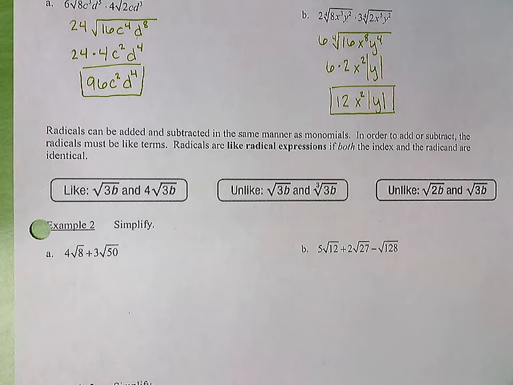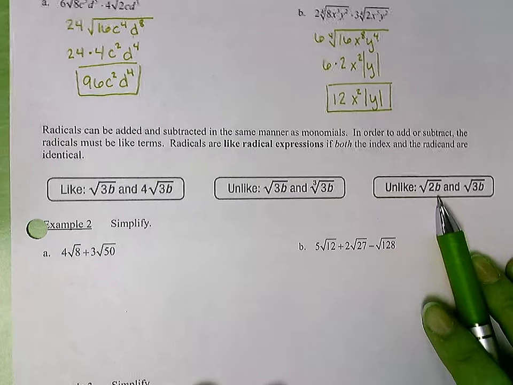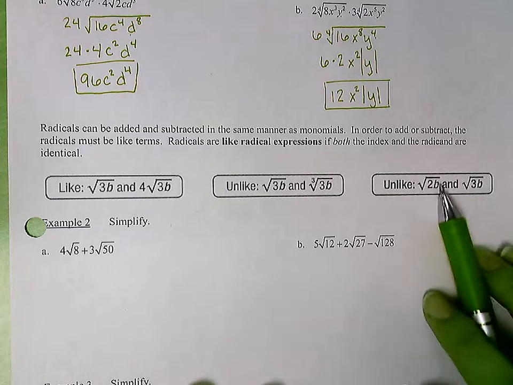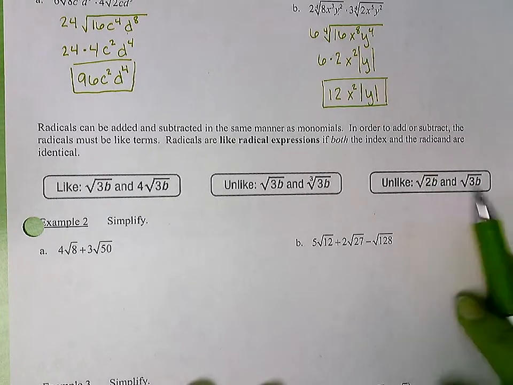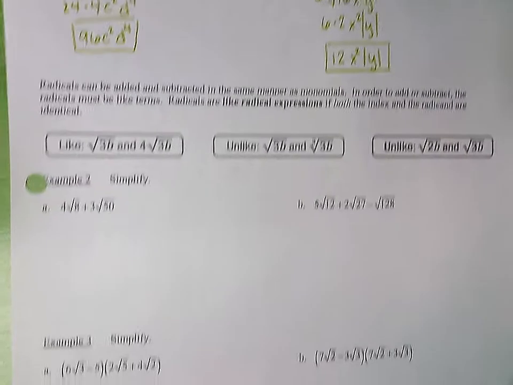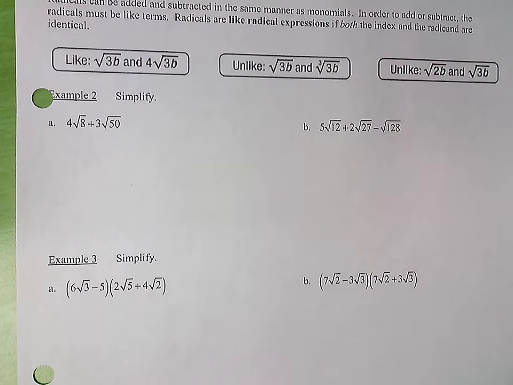Just like you can't combine x squared plus x cubed. Those are different terms. They're not alike. And then same here. If I have the square root of 2b and the square root of 3b, underneath your radical symbol, the radicand is a different number, so you cannot combine them. Just like if you had y squared and x squared, you can't combine those two. So we want to simplify our expressions here.